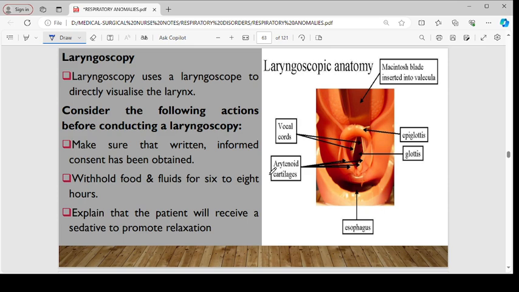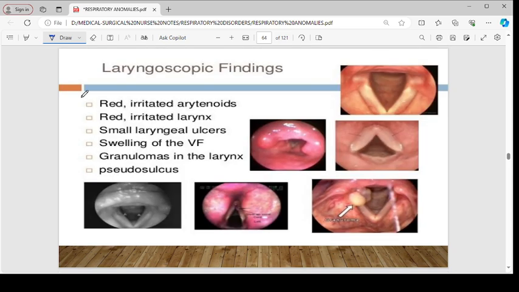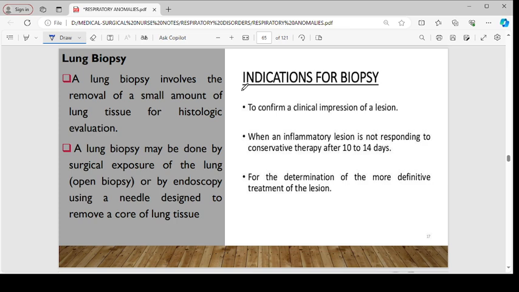Laryngoscopy uses a laryngoscope to directly visualize the larynx, right? So you just make sure that there is written consent, withhold food for 6 to 8 hours, and explain that the patient will receive a sedative to promote relaxation. Okay. Some of the findings you could find are that the larynx may be red, irritated, or have small laryngeal ulcers, or pseudomasses, granulomas in the larynx, which could be very key in diagnosing a patient.